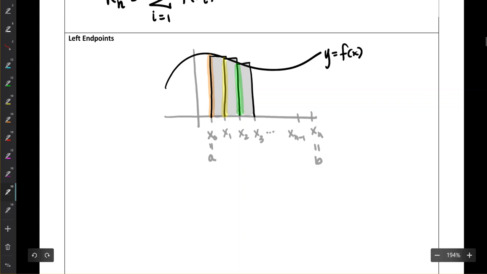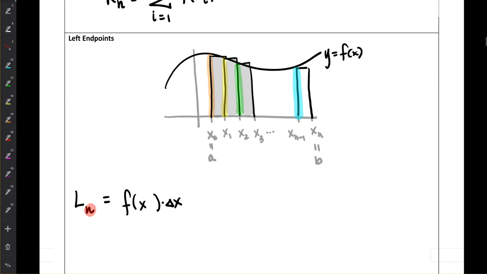Look at how those are overestimations right there, because my function is decreasing on that interval. At the end, between x sub n minus 1 and x sub n, I'm going to choose x sub n minus 1. So f of x sub n minus 1 will be the height of my last rectangle, my nth rectangle. All right, so this is what it looks like. I'm going to do L for left endpoints. n, I've got n rectangles. What am I adding up? I'm adding up a height times a base, right? I'm adding up a bunch of areas of rectangles.